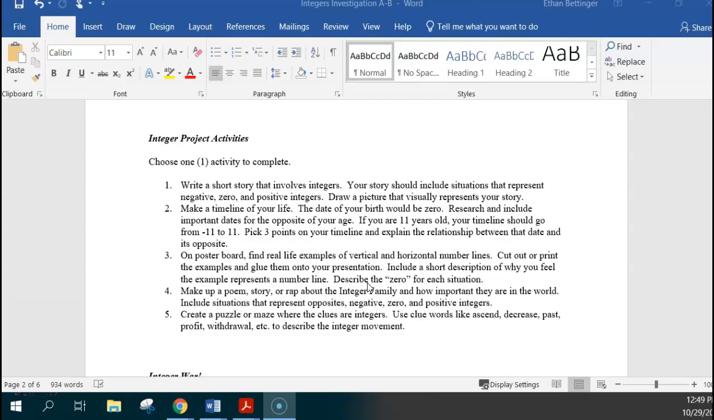And number 5 is to create a puzzle or a maze where the clues are integers. You can think of a board game in this. Okay, you roll a die or dice, and it determines where you go. Those are integers.